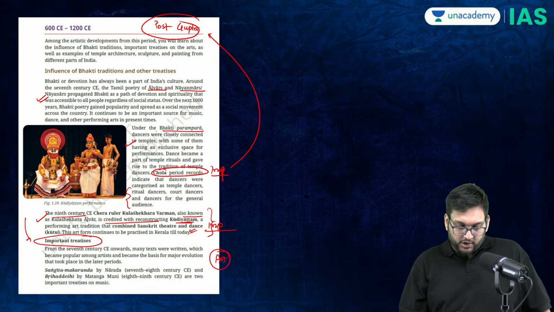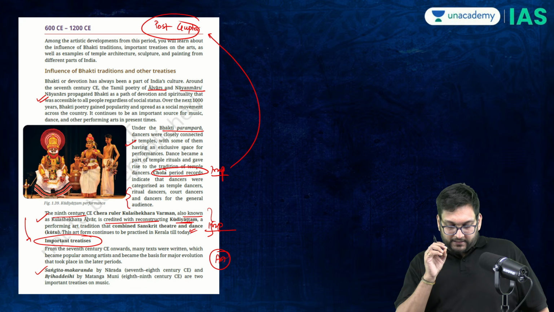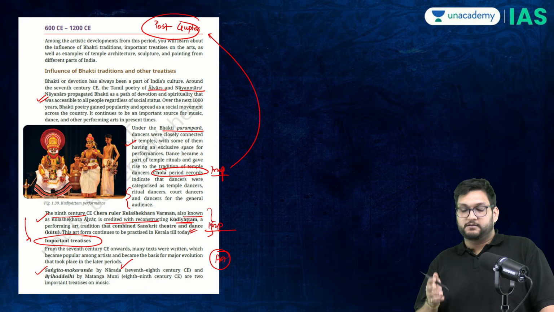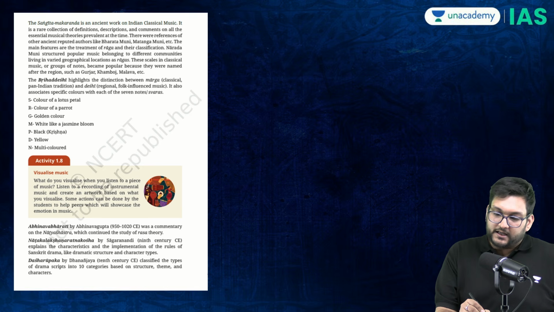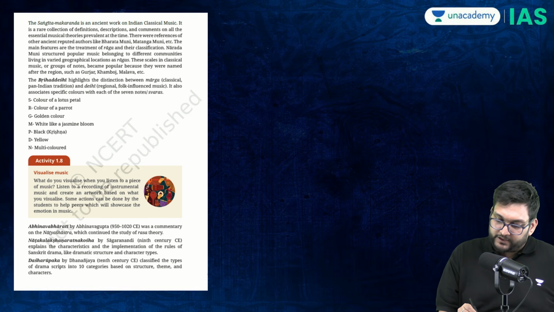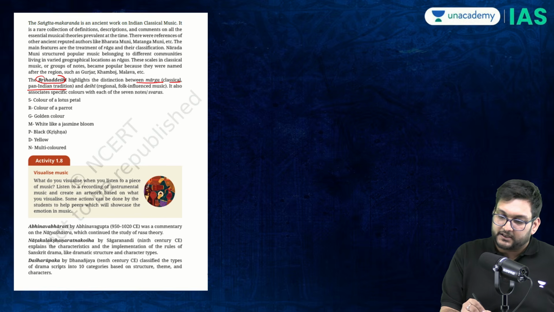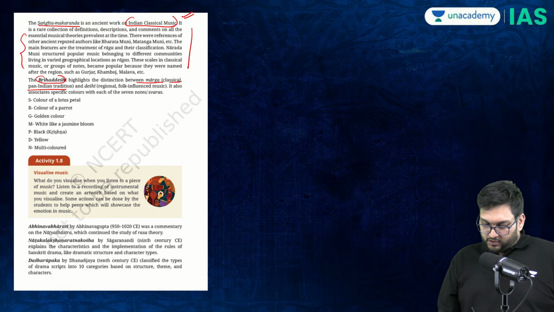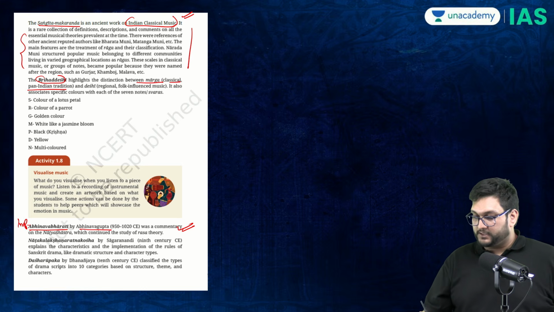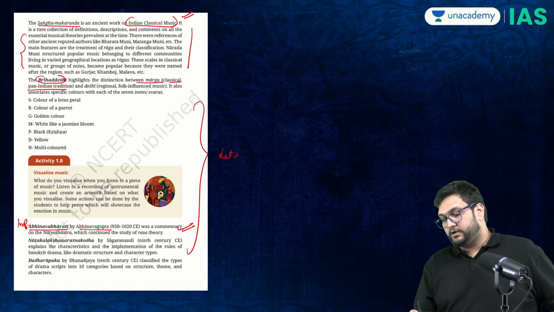For example, you have the Sangeet Makarand by Narada. You have the Brihaddeshi by Matanga Muni. Further, you have the mention of Brihaddeshi because it talks about the different classical and pan classical traditions. It talks about Sangeeta with regards to the Indian classical music tradition, rasa, and everything. Then it talks about the Abhinavabharati by Abhinavagupta, a commentary on the Natya Shastra, important. This is very important. Literature is always important for the examination.